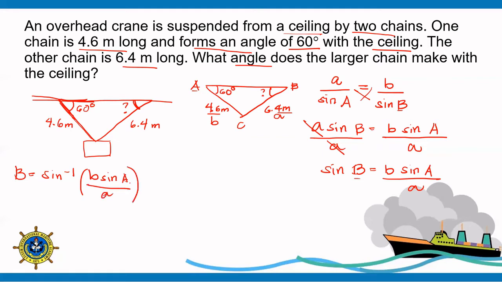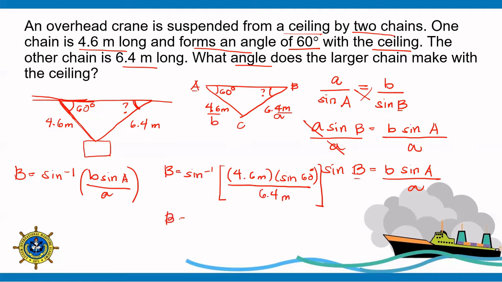So kung mapapansin nyo, nagsisimula muna ako sa formula kasi mas madaling na process yung i-derive muna natin yung formula before tayo mag-substitute. Okay, so now na ito na yung formula natin, substitute lang natin yung values natin. So this is now B is equal to inverse sine of, okay, so ang value po ng B natin is 4.6 meters times sine A, ang A natin is 60 degrees over, to yung value ng side A, so this is 6.4 meters.